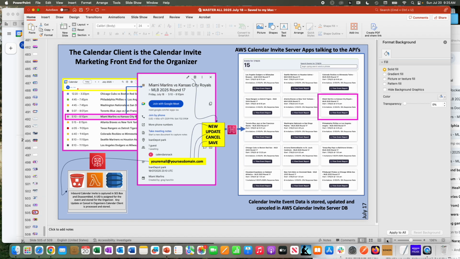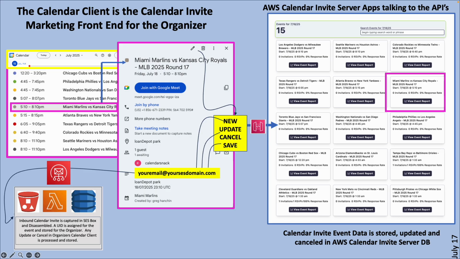This is a quick overview on how the AWS Calendar Invite server works with regards to ingesting data, generating APIs, and then visualizing the data.